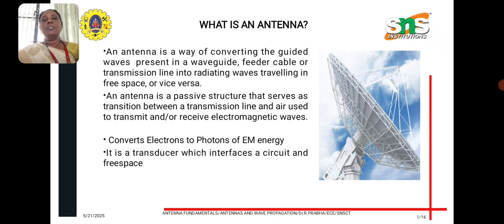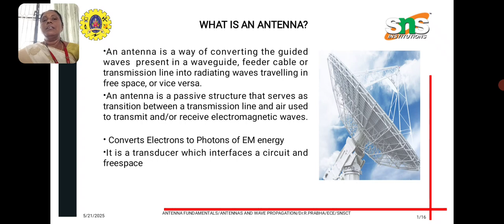The first definition of an antenna is that it is a way of converting the guided waves present in a waveguide or feeder cable or a transmission line into radio waves which are traveling in free space, or it may be vice versa. So, an antenna is a passive structure that serves as a transition between a transmission line and the free space, used to transmit and/or receive electromagnetic waves.